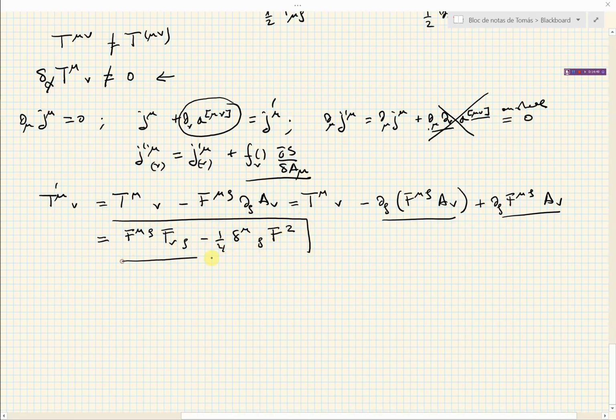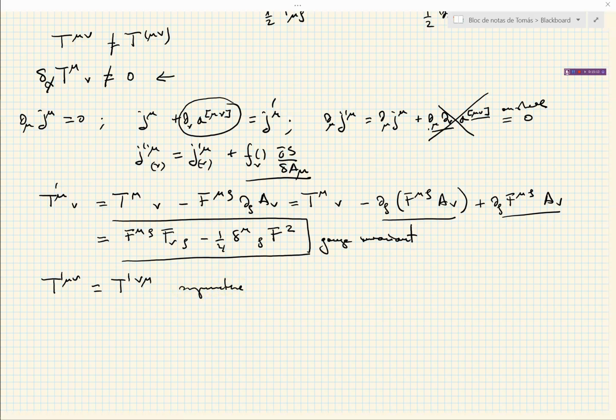It's gauge invariant, but also automatically gauge invariant because it is written all in terms of F, but also this T prime mu nu is equal to T prime nu mu, so it is symmetric. Both terms have been, both problems have been fixed at the same time, which is very nice. This is called the Belinfante energy momentum tensor.